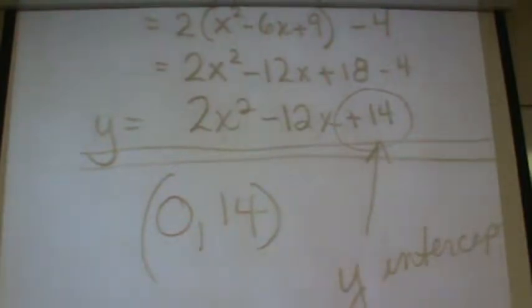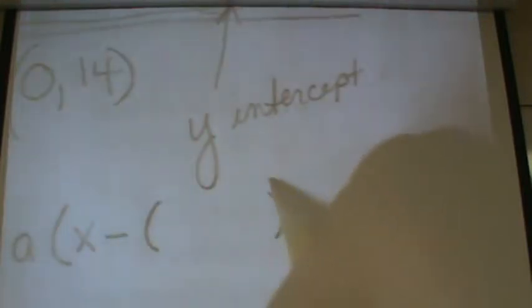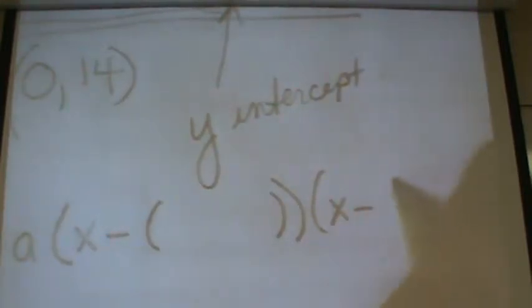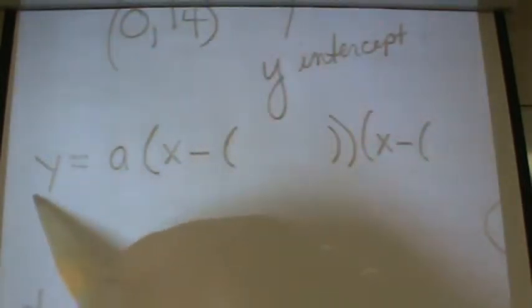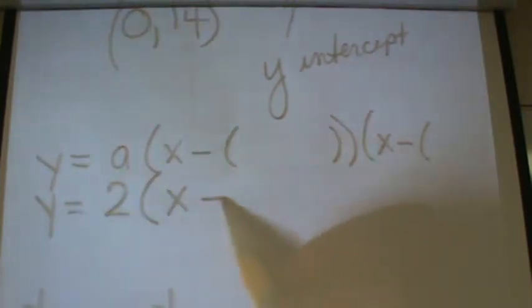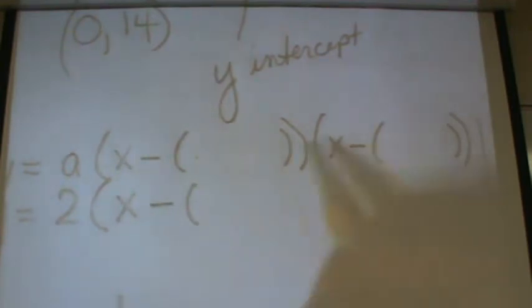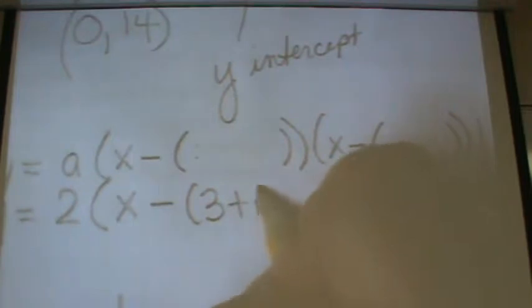Now, how do you write this problem in x-intercept form? This is the part that's new to you. This is the new part. Do you know what the a value is? It's the leading coefficient, which in this question is a 2. Do you know what you're going to put in these two parentheses? Your x-intercepts. So 3 plus root 2.